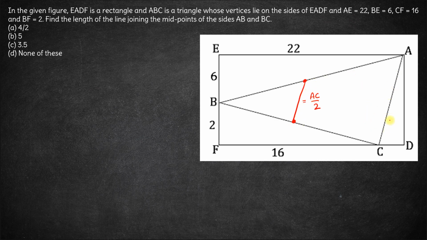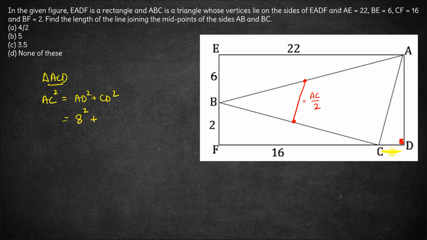Now, to calculate AC, we know it's a rectangle, so this is a right angle triangle. ACD is a right angle triangle. Consider triangle ACD. Here, AC is the hypotenuse. So, we have AC square equal to AD square plus CD square, right? Now, what is AD? AD is the shorter side, which is equal to 6 plus 2, 8. So, AD is 8.